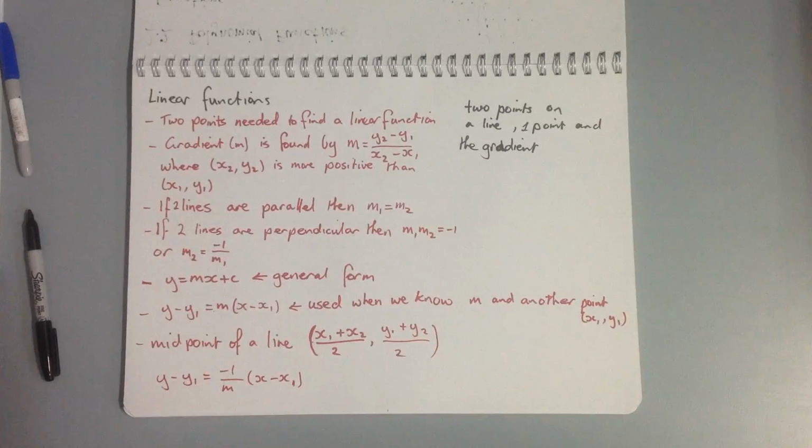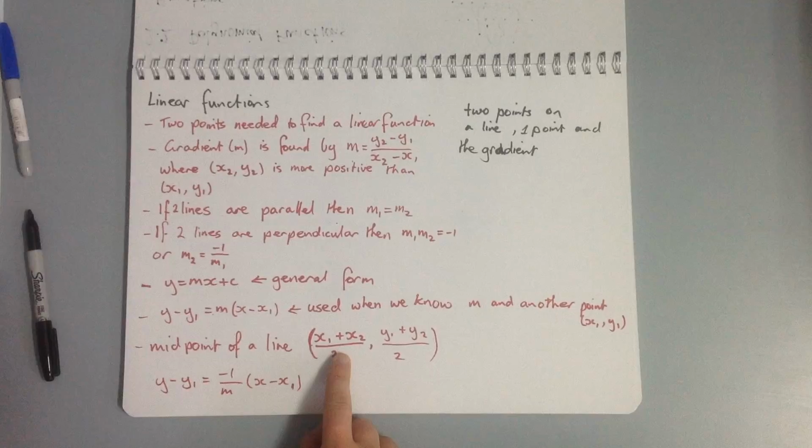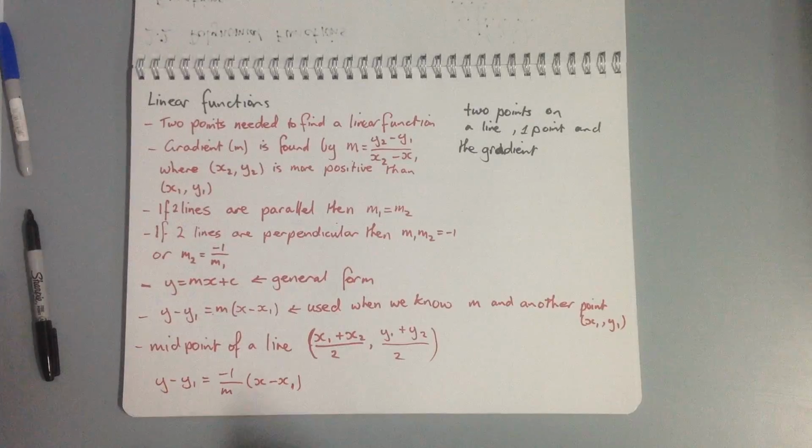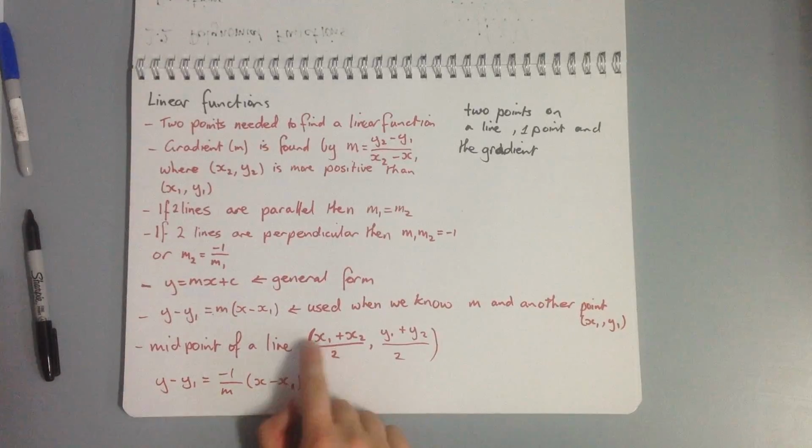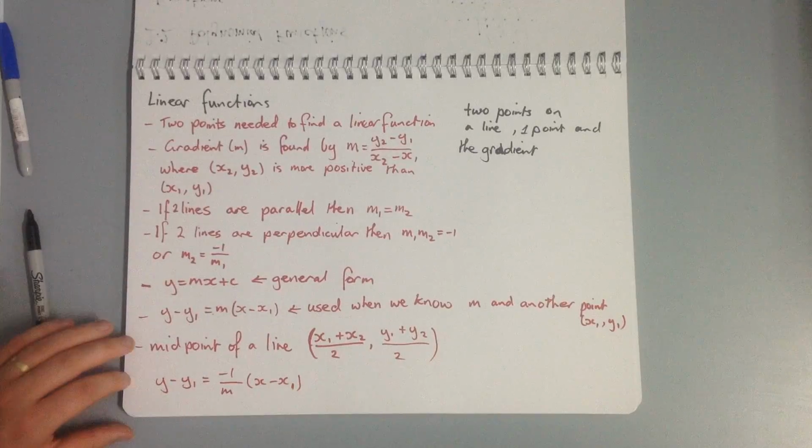The midpoint of the line is found by averaging our x coordinates and averaging our y coordinates, because we'll be given a line segment. It won't be an equation of a line, it'll be a line segment. So it's just really averaging our x and our y values.